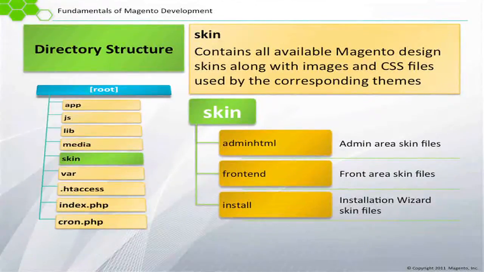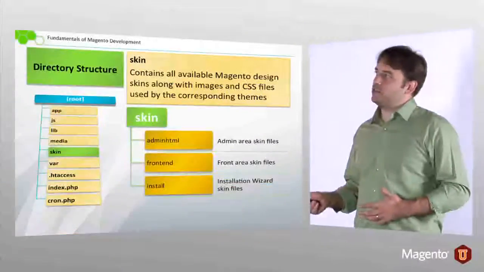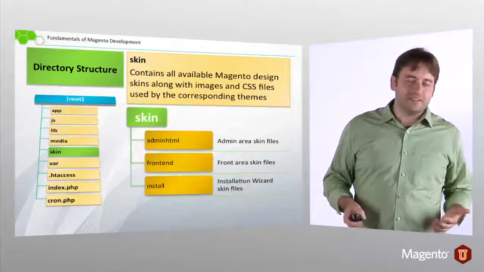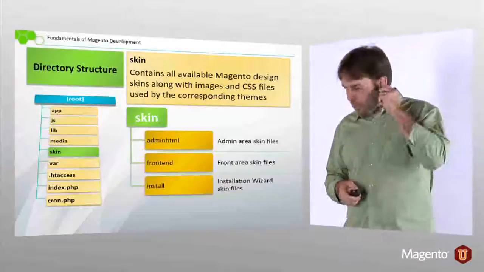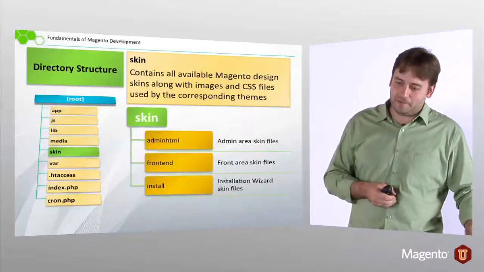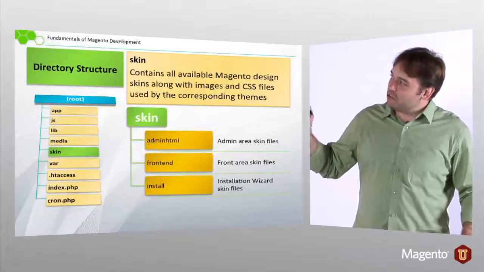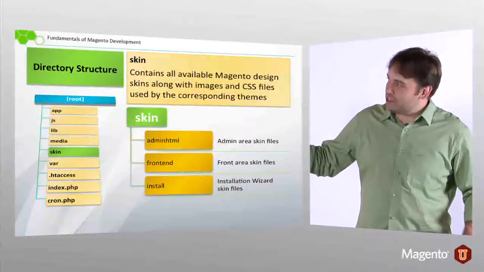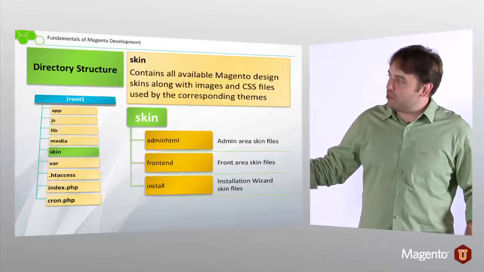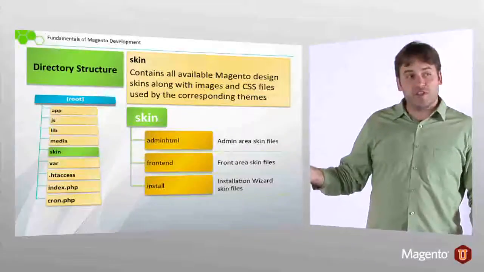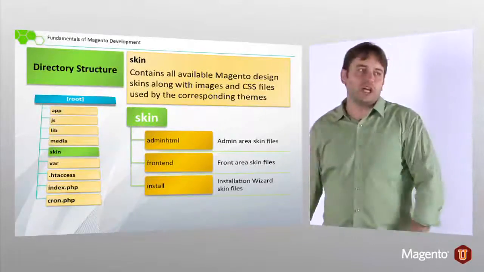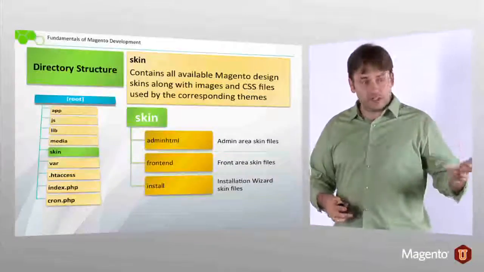All right, so the skin folder: admin HTML, front end, and install. These are design areas. There are lots of areas in Magento, literal areas. You have event areas and configuration areas, but really the one to consider in this case is the design area. And you'll see admin HTML, front end, and install. You'll actually see these same three folders under app design. So we'll look at how those two sync up in the design lesson that we'll have on Wednesday.